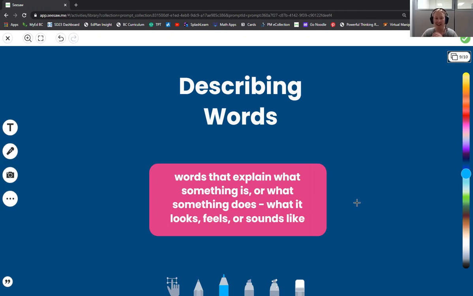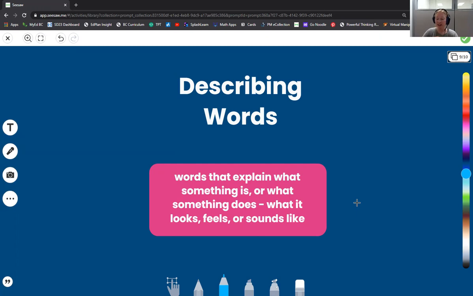Last, let's talk about gas. How would you describe a gas? I would say things like it's invisible or steamy or usually hot, especially in a kettle or boiling water. Definitely gets really hot. So, describing words, grade ones, are words that explain what something is or what something does. So, what it looks like, feels like, or sounds like.